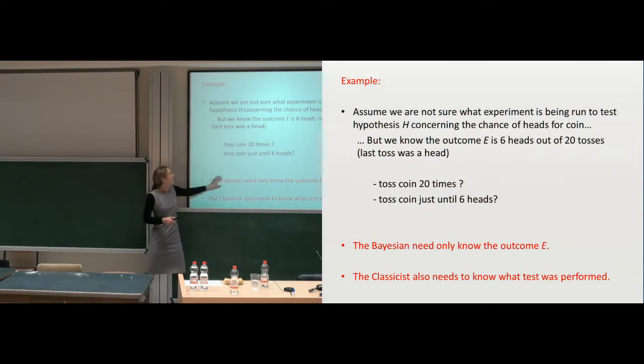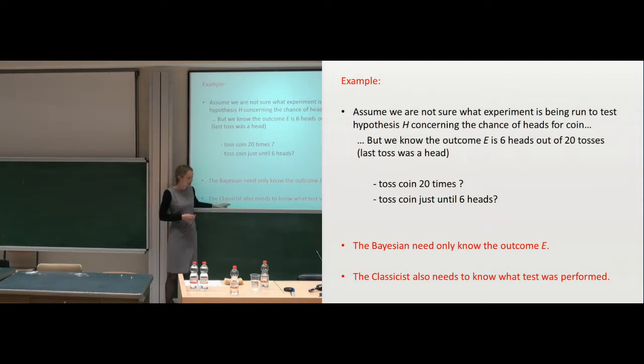For the Bayesian, it doesn't matter which one of these tests was performed. If no one tells you, it doesn't matter. We know what the outcome is. We know what probability the hypothesis confers on this outcome. We know their relationship. That's all we need to know. Now we can make our inferences about H.